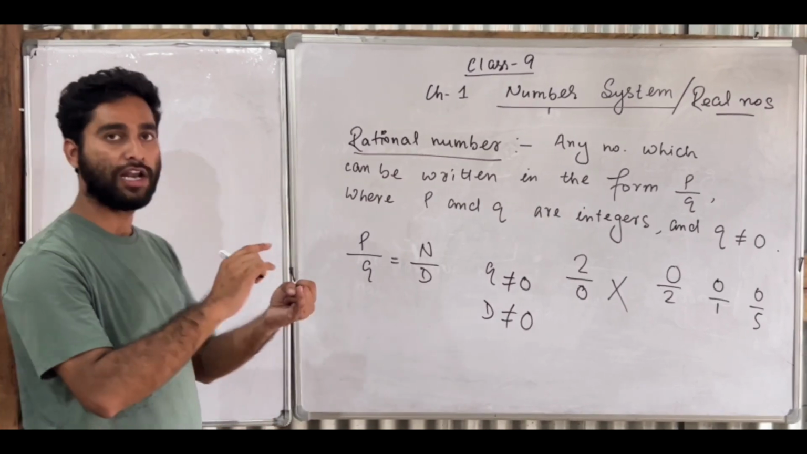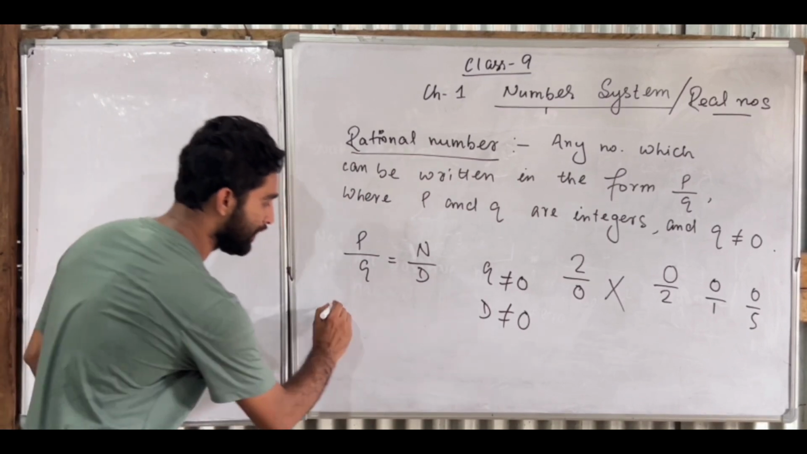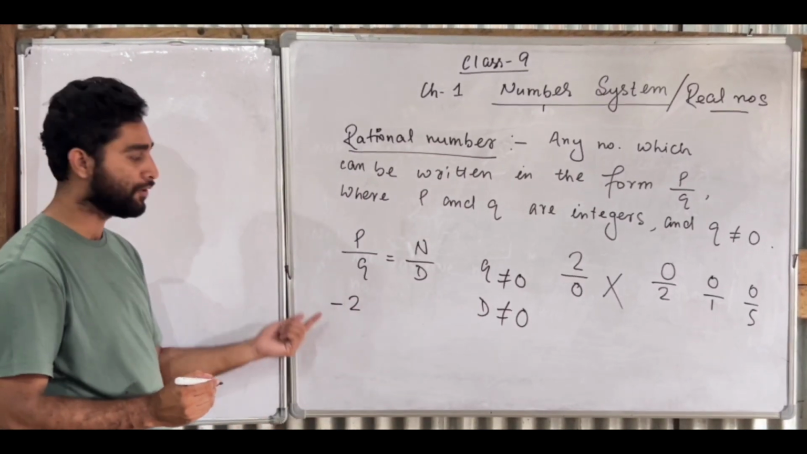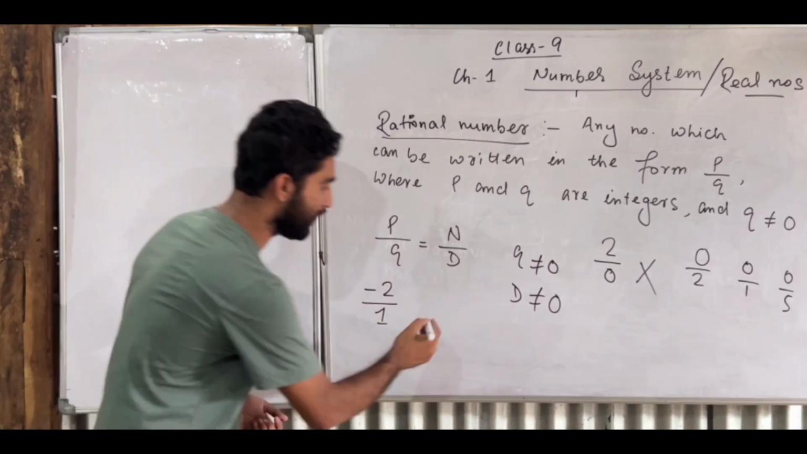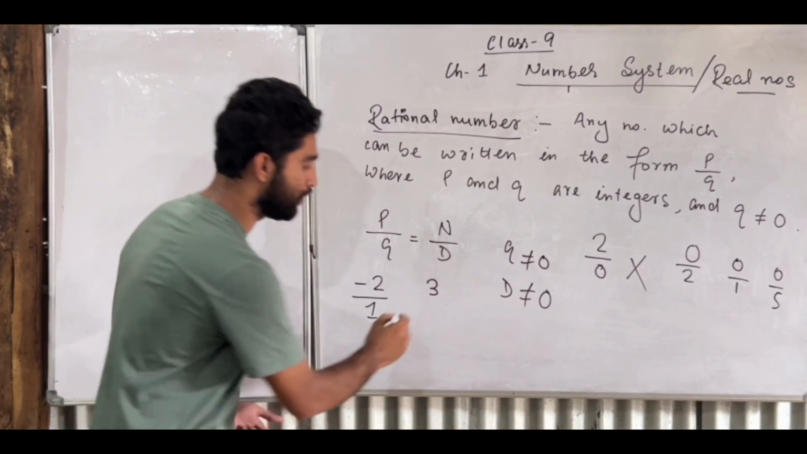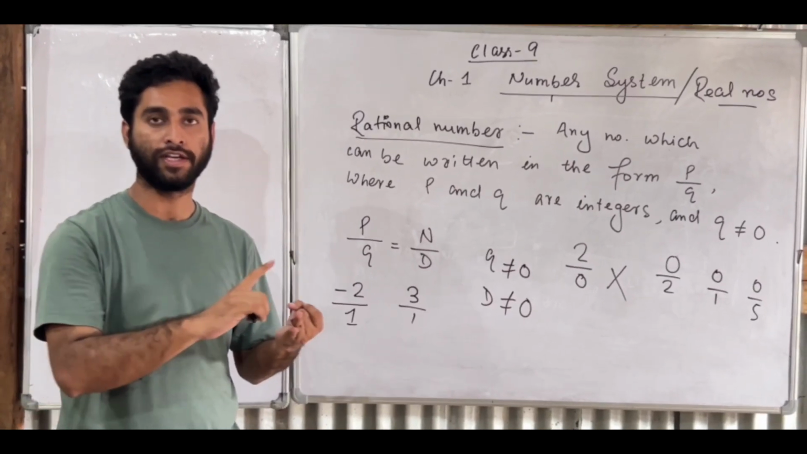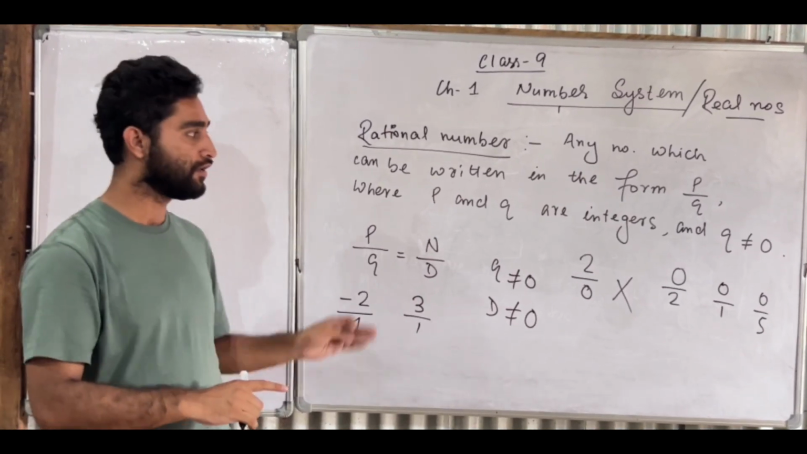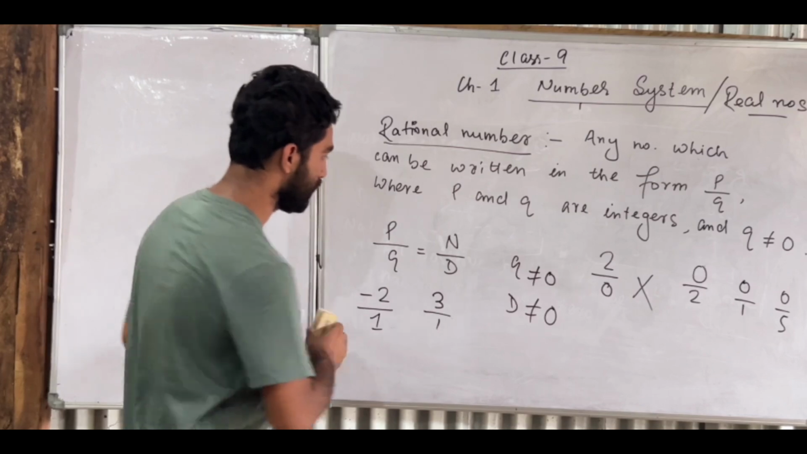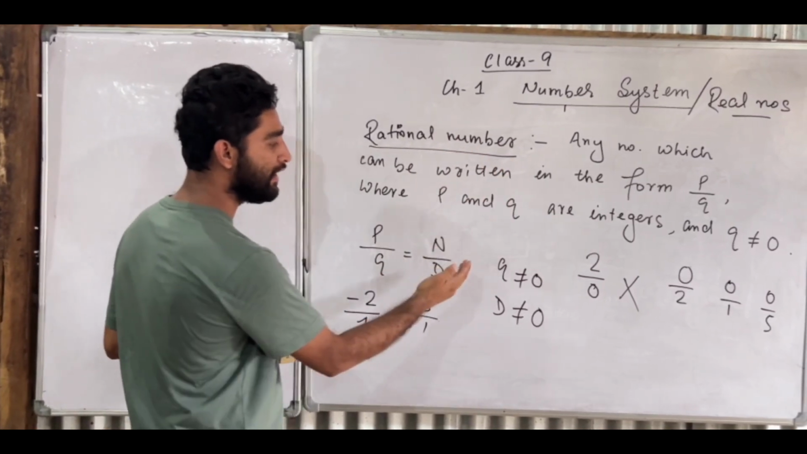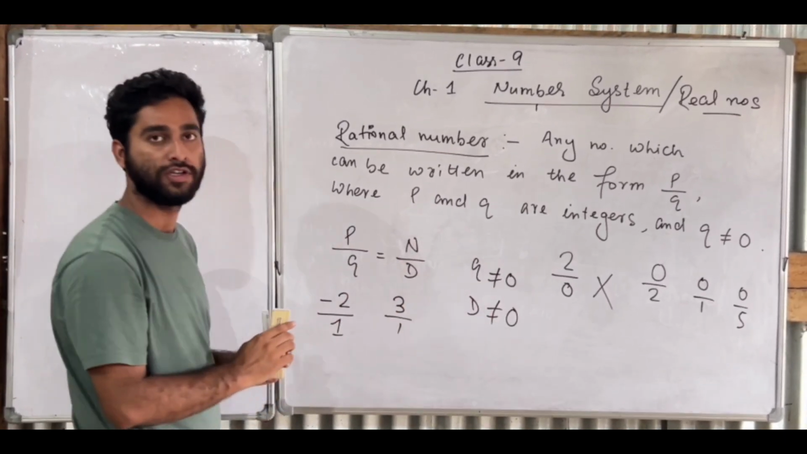Okay, so remember, all our natural numbers, all our whole numbers, all our integers are examples of rational numbers. For example, if I write minus 2, it is also a rational number. Why? Because it can be written in the form of P by Q. We can write minus 2 by 1. For example, 3, it is also a rational number, because it also can be written 3 by 1. So all our whole numbers, natural numbers, integers, all these together, they will constitute our rational numbers. So just remember, rational number means any number which can be written in the form of numerator by denominator form. Only one condition is there, the denominator should not be equal to 0.